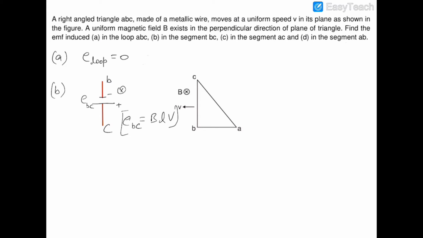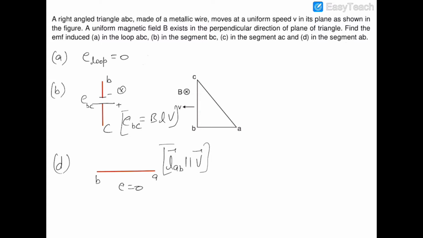Now if I talk about the EMF induced in BA, or segment AB, in segment AB you can see that the EMF induced will be 0 because its length is parallel to velocity. Therefore the EMF induced will be 0.